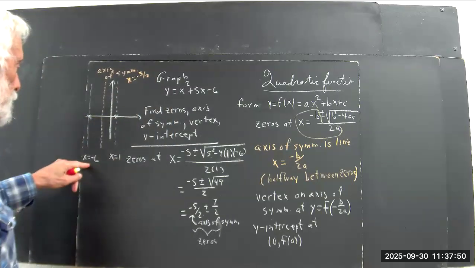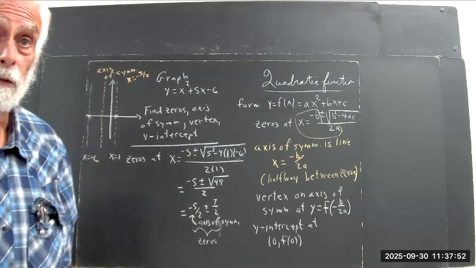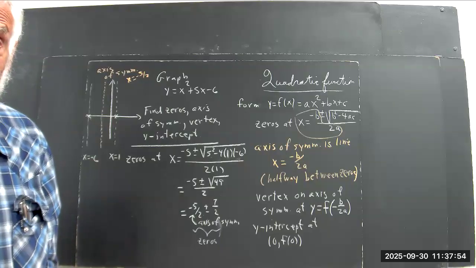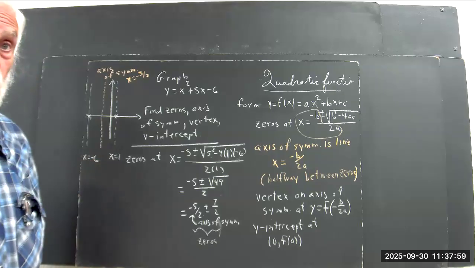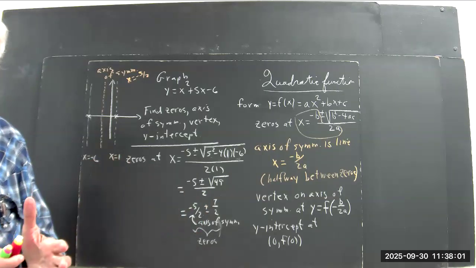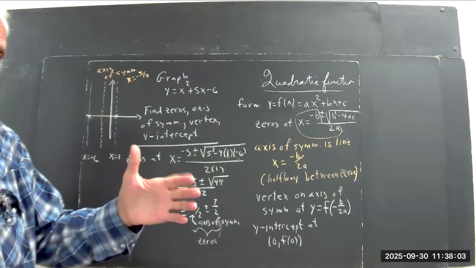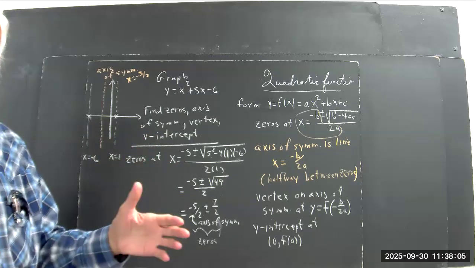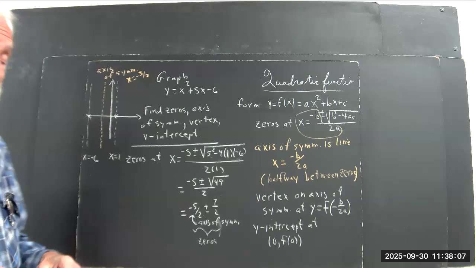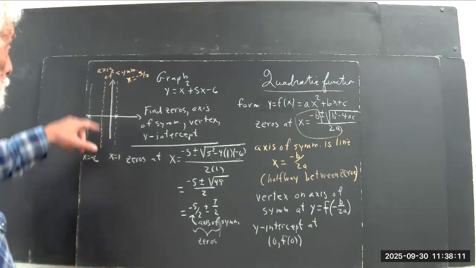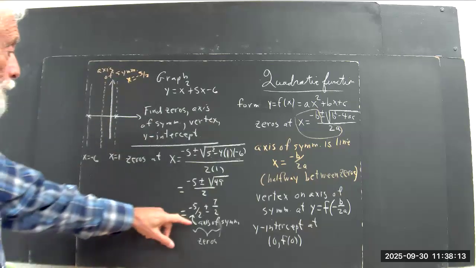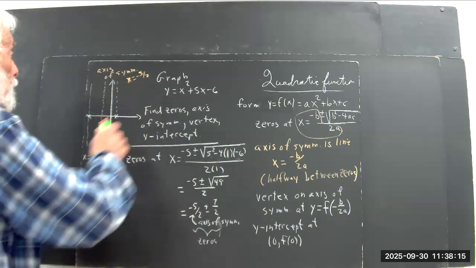Now note, if I add negative 6 and 1, I get negative 5. If I add these two and divide by 2, which is what you do to find the number right in the middle of two numbers, you get the mean average, negative 5 over 2. So it agrees with what I wrote up here.